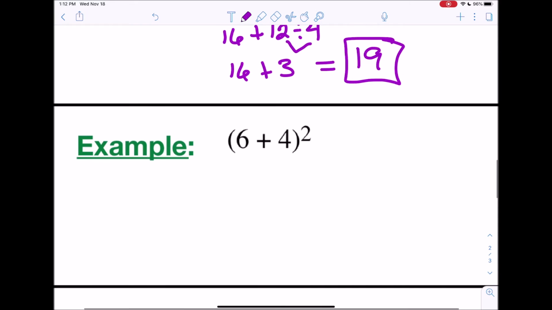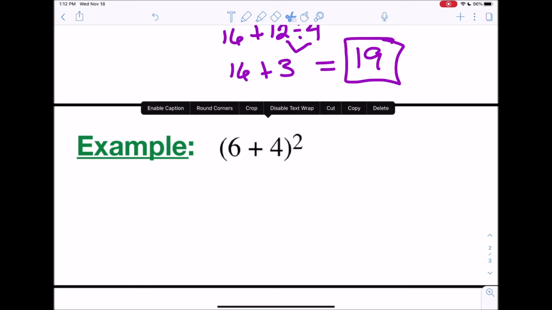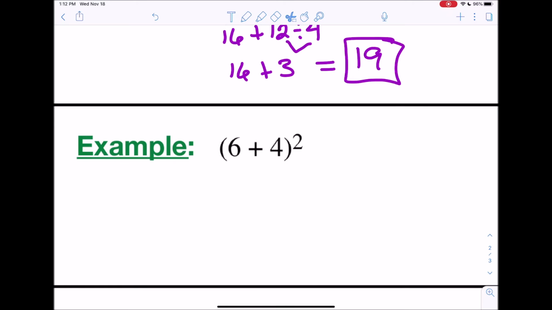Now, what do we do if the exponent is on the outside of parentheses and there's stuff in the middle? How does that work? Because now we don't just have an exponent on a number, we have an exponent on a parenthesis.